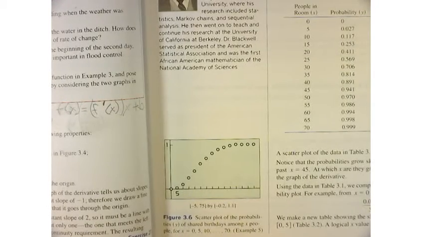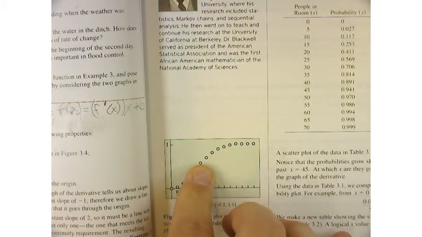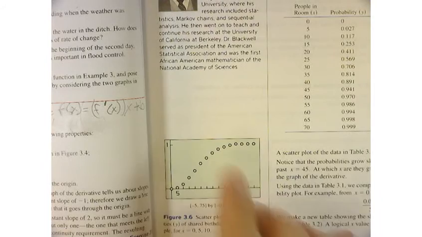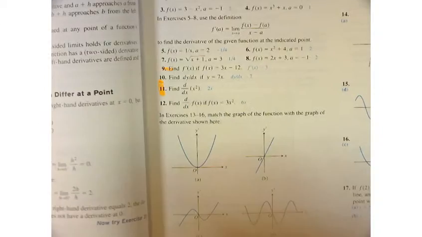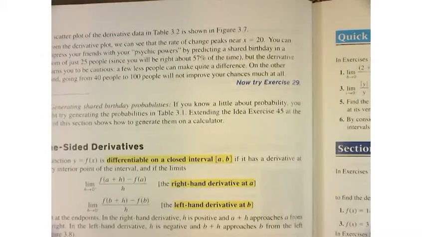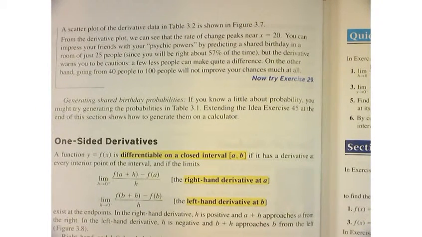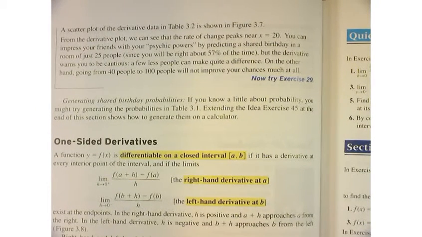But that's completely different than the original graph, right? That's a point of inflection right here. So now what does all that mean and how do we apply that? Yeah, I have no idea. Well, let's see what the textbook says. The textbook says, from the derivative plot, we can see that the rate peaks at x equals 20.